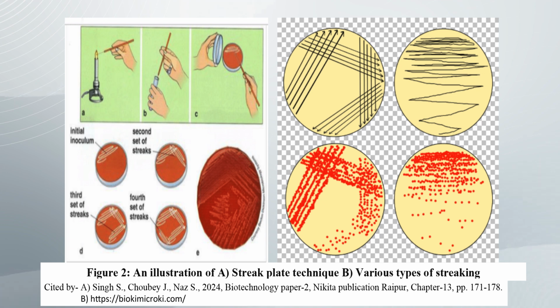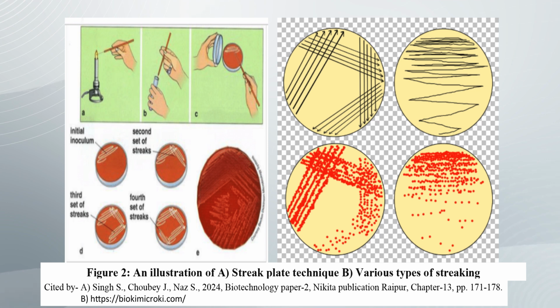Type of streak plate method: quadrant streaking. This is the most common method of streaking, where the petri plate is divided into 4 quadrants and then inoculated. It is also known as 4 quadrant streaking. A loopful of the inoculum is taken and streaked such that the first quadrant contains the highest concentration of the inoculum, followed by the second quadrant, third quadrant and fourth quadrant.